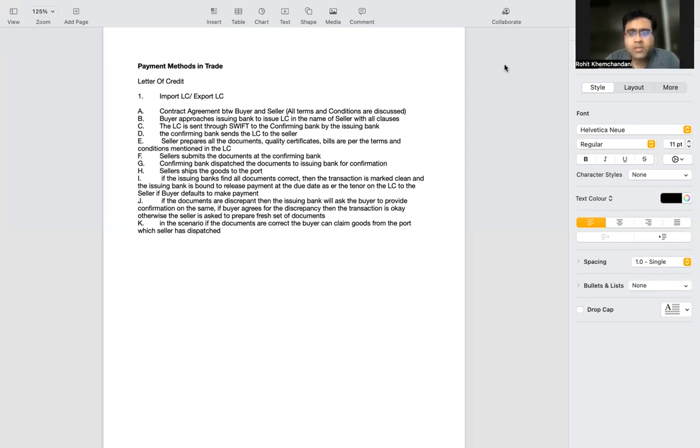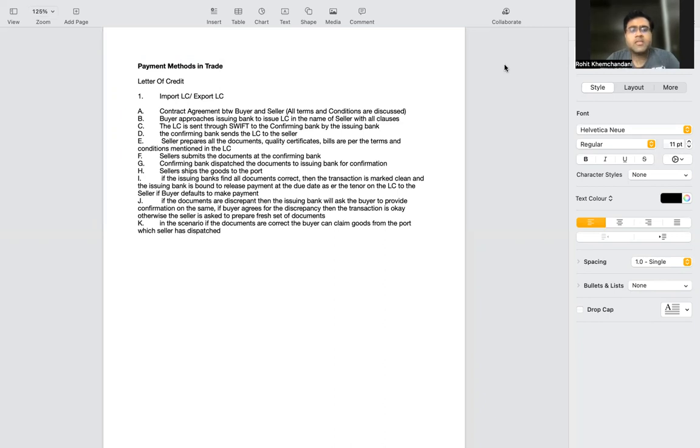Suppose the payment is to be done after 90 days, then the issuing bank is bound to make the payment on the 90th day if the buyer is not able to do the payment. So if the buyer defaults on the payments in any scenario, the issuing bank is bound to pay the seller on the particular date mentioned in the LC. This is the very important reason why trade is done on the basis of letter of credit.